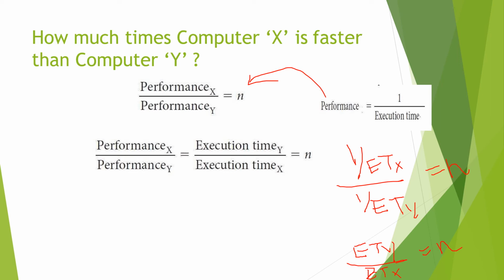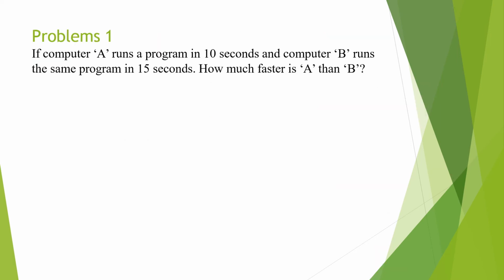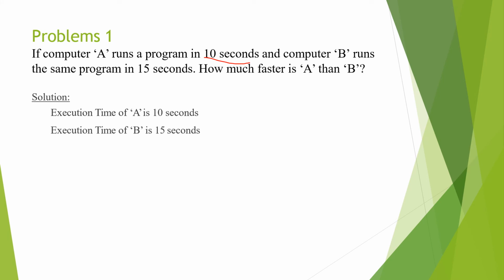So we'll see a problem using this formula. Your first problem is, if computer A runs a program in 10 seconds and computer B runs the same program in 15 seconds, how many times is A faster than B? What is given in the question is the execution time of A is 10 seconds and the execution time of B is 15 seconds, and we have to calculate how many times A is faster than B. So you have to calculate the n value.